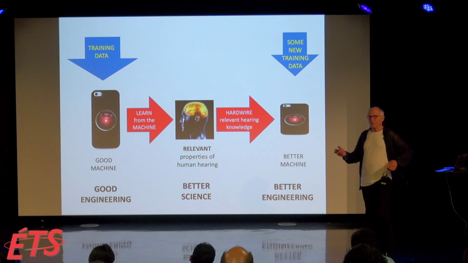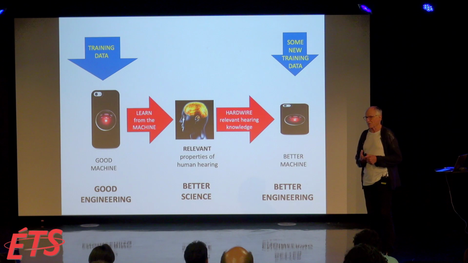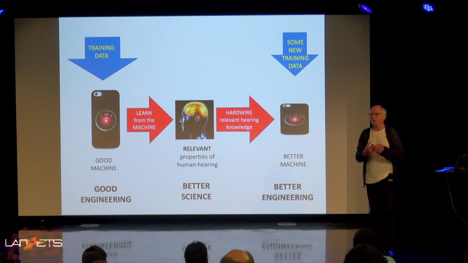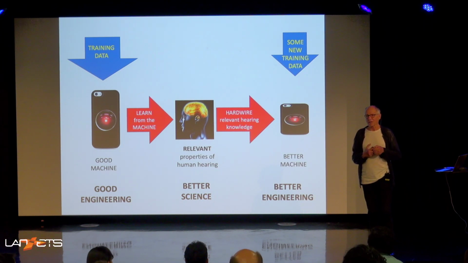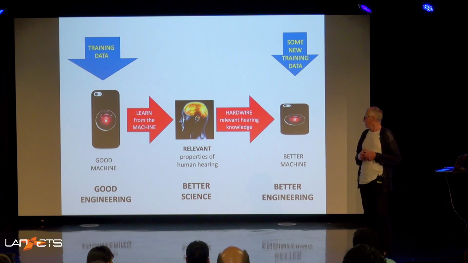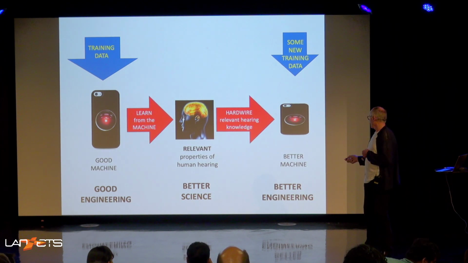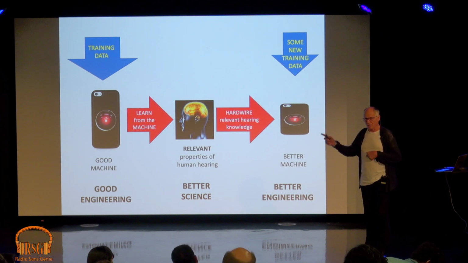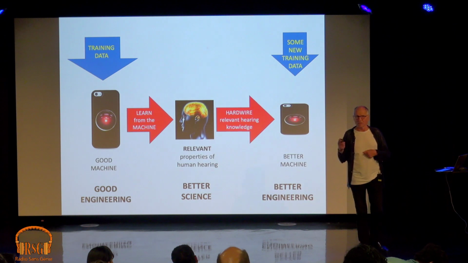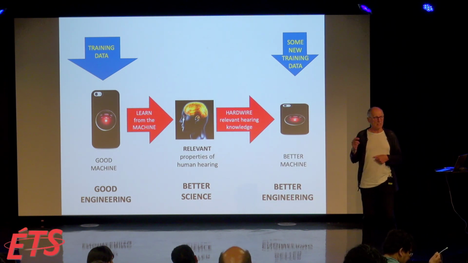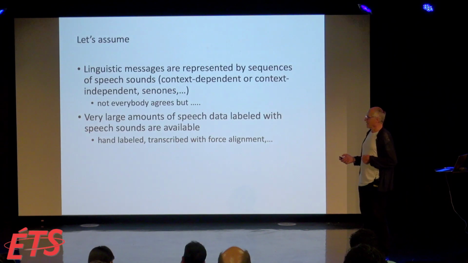So it means that we have good engineering, because we are engineers, but using the good engineering, we get a better science. We learn more about what the hearing system is doing, or what the cognitive system is doing for recognizing speech. And then from better science, we get better engineering. And the circle goes over and over. So let's start. Let's assume, I go back to the last century.